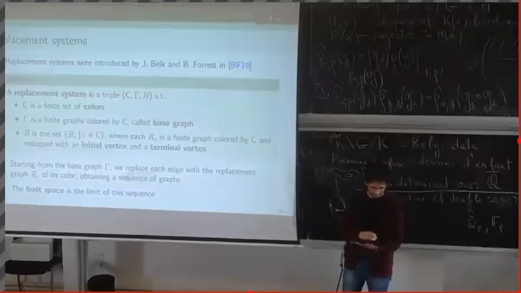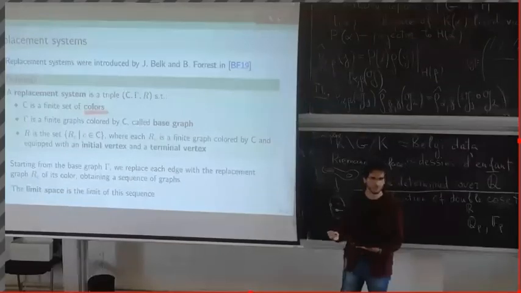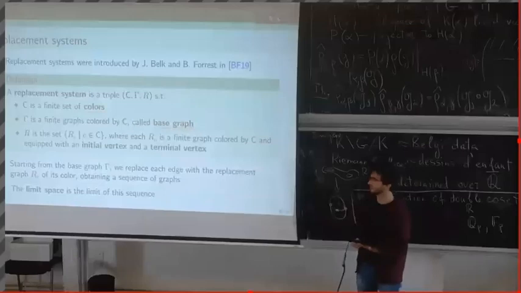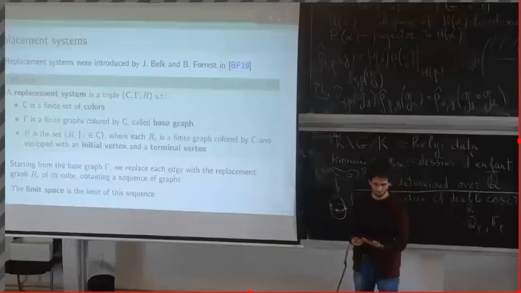As you see, the first thing is just a finite set of colors, which can easily be just a singleton, and you will get just non-colored graphs. But anyway, if this is not a singleton, you will be dealing with edge-colored graphs. Each graph that I'm going to be talking about is going to be colored by this. There is a finite graph, which I will call the base graph. And this is where we essentially start subdividing things. And then we have a set, which I call R for replacement, which consists of one graph for each color. These are called replacement graphs.